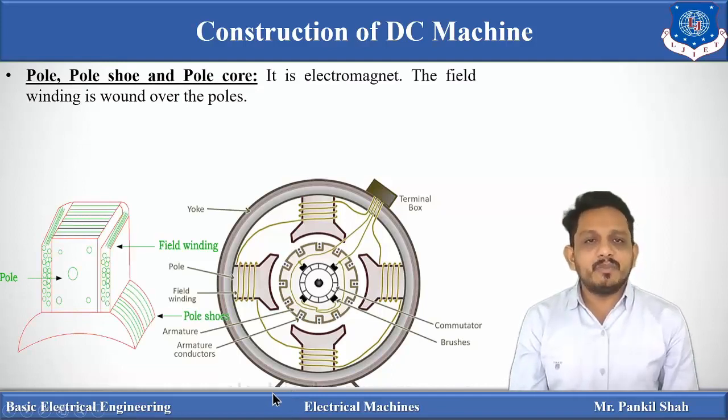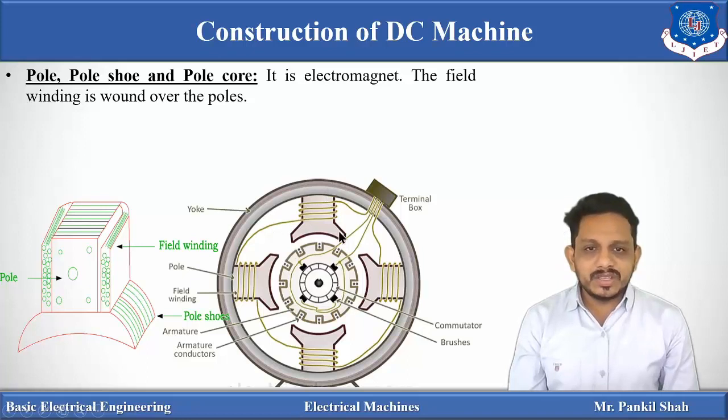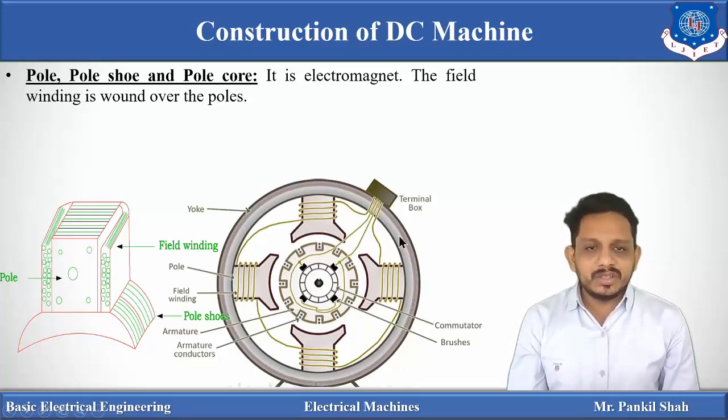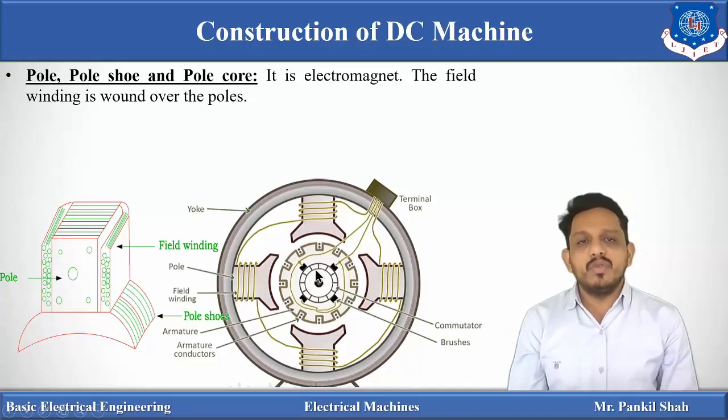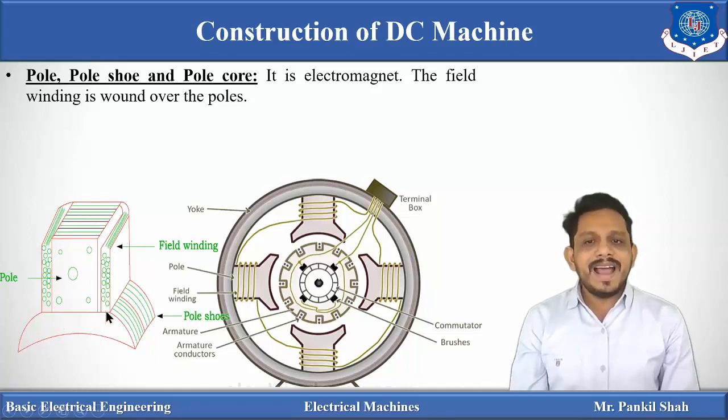Next part is the pole shoe and pole core. You can see here, this is known as a pole and this extended part of the pole is known as a pole shoe. So this is one pole core. This whole body is known as a pole core. So this is another pole, this is another pole and this is another pole. So you can see here in this particular diagram there are 4 poles available with 4 pole shoes. So this is a construction of a pole. You can see here, this is a pole and this extended part is known as a pole shoe.